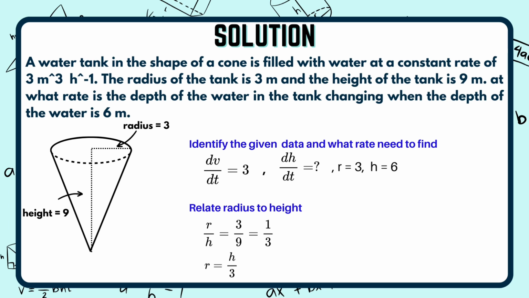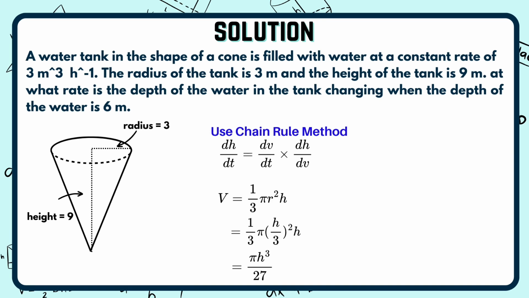To solve it, first we need to relate radius to height, which we will write as r over h equal to 3 over 9. When we simplify, it will be 1 over 3. Therefore, the radius of the water at any height is r equal to h over 3. Moving on, we need to use the chain rule method to solve the question. We need to write dH over dt equal to dV over dt multiplied with dH over dV. From the question, we already know the value of dV over dt, which is 3. So, we only need to find dH over dV.